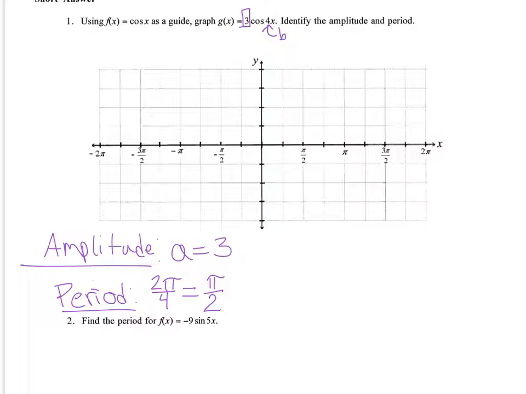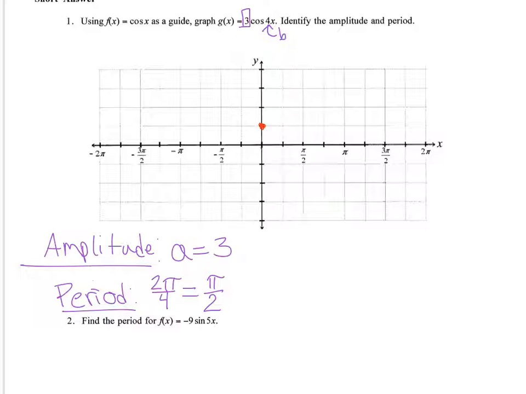Now, I want to graph the original cosine function on here for you first, and then we'll see how 3 times the cosine of 4x becomes a transformation of cosine of x. So first, all I'm going to do is graph cosine of x. Now, cosine of x has an amplitude of 1, so it lies in between positive 1 and negative 1. And the period for cosine of x is normally 2 pi.